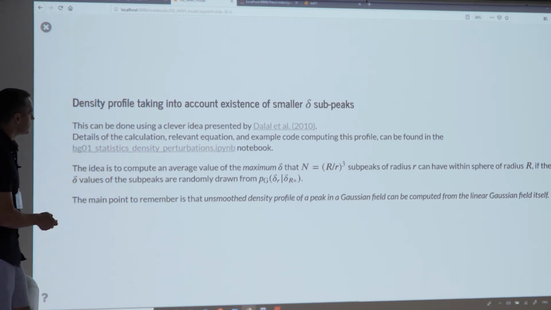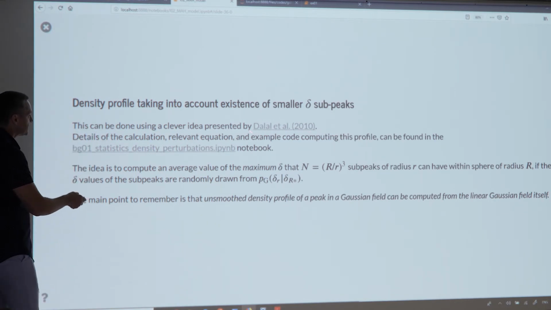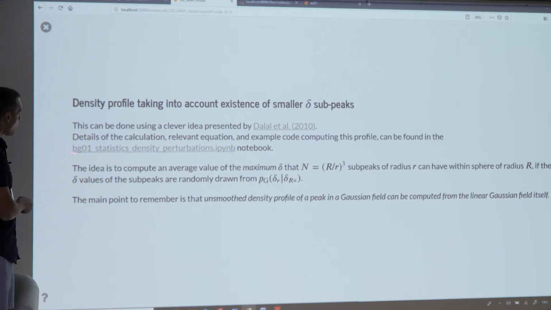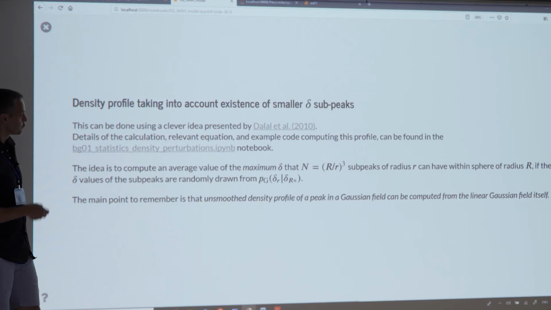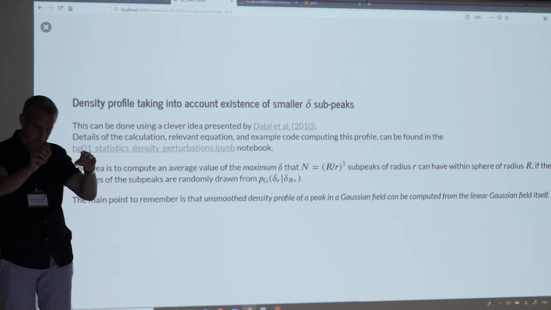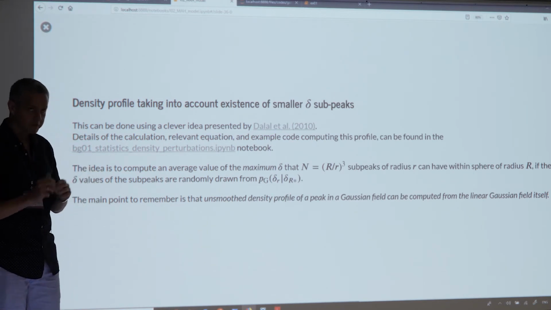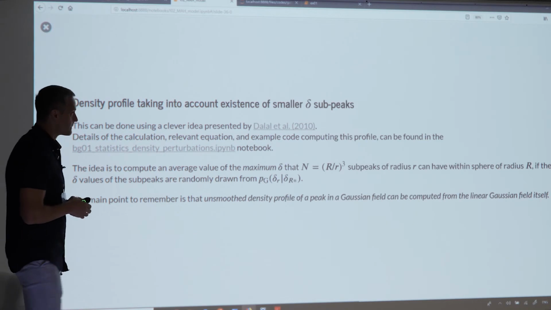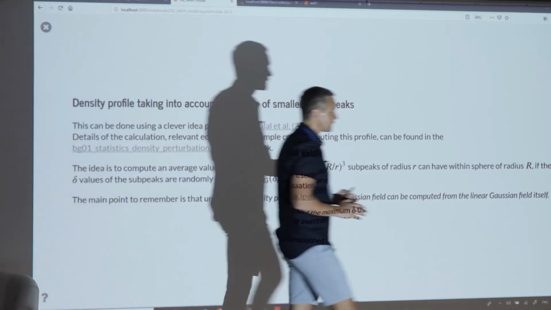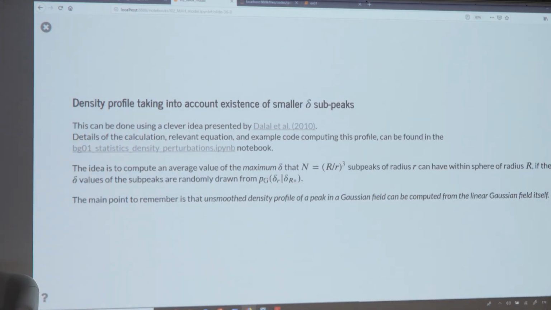This clever idea is due to Dalal et al., and you can find details in this paper, or again in one of the background notebooks. Actually, even in this notebook, it's duplicated. I just do not show it to you, but if you're interested to go through the actual argument and how this profile is derived mathematically, you can do so. But the idea is actually simple to grasp. Well, maybe not so simple, but it's possible to grasp qualitatively without going into equations.